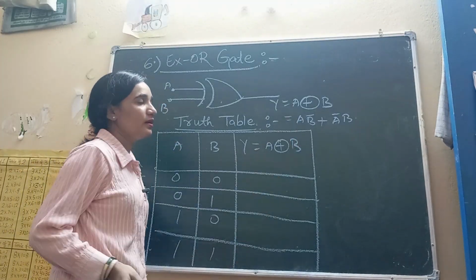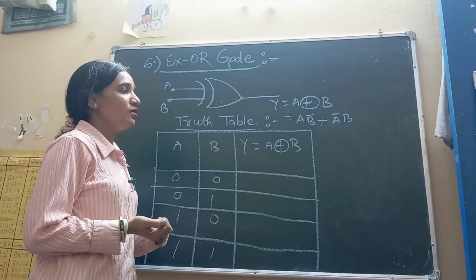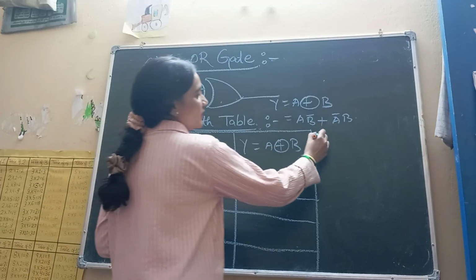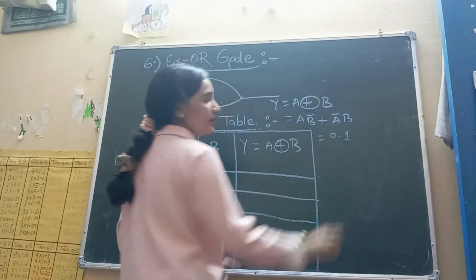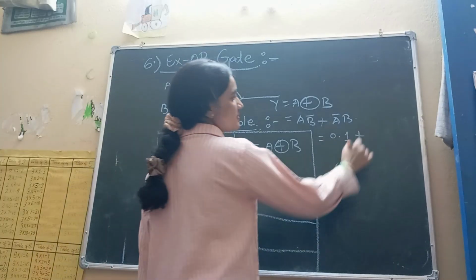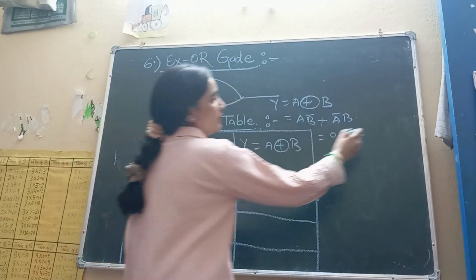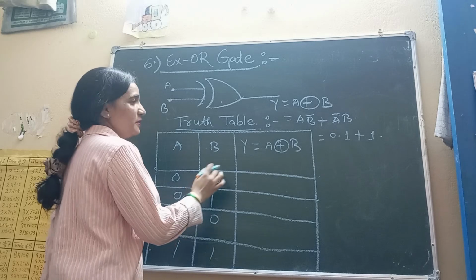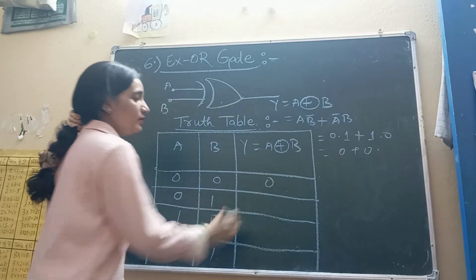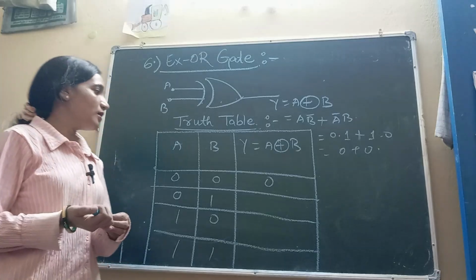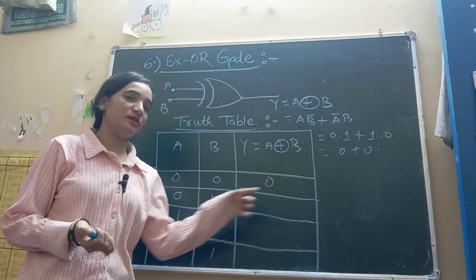When A is 0 and B is 0, then here we will get A bar means 1 and B bar means 1, so 0 plus 0. So our output will be 0. Means for same inputs we are getting 0.